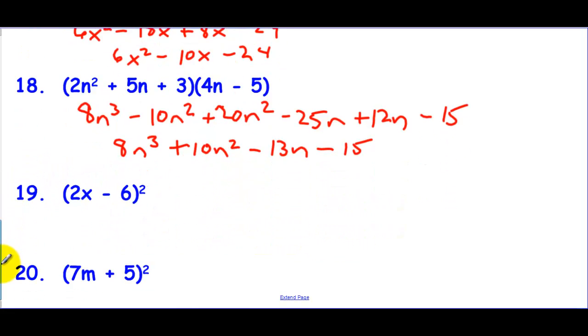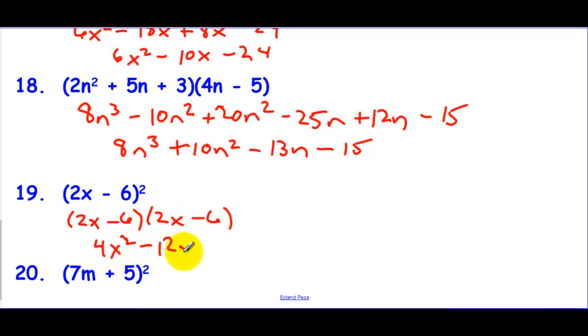Okay? Problems 19 and 20 are asking you to square a binomial. So let me remind you that this does not mean just square 2x and square 6 and you're done. What this actually means is we're going to say, let's expand it. 2x minus 6 times 2x minus 6. And then it's really just like the problems that we've done a bunch of, double distribute. 4x squared, and it looks like we're going to get 2x times negative 6, negative 12x. Another negative 12x, and a positive 36.